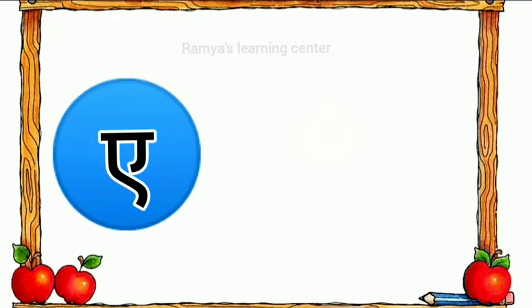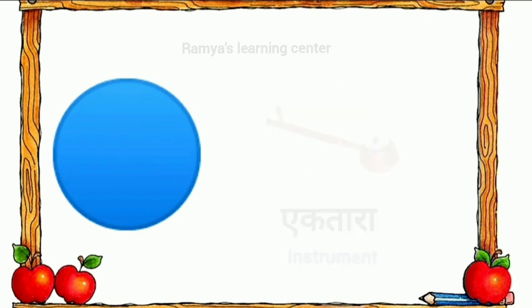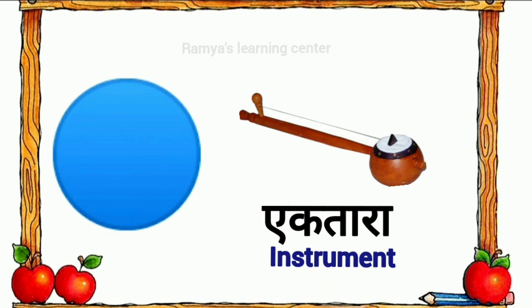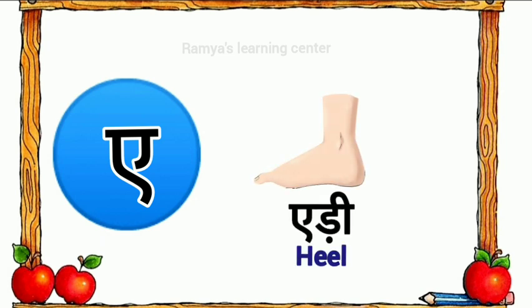A से एक. एक means one. A से एक तारा. एक तारा means one wire instrument. A से AD. AD means heel.